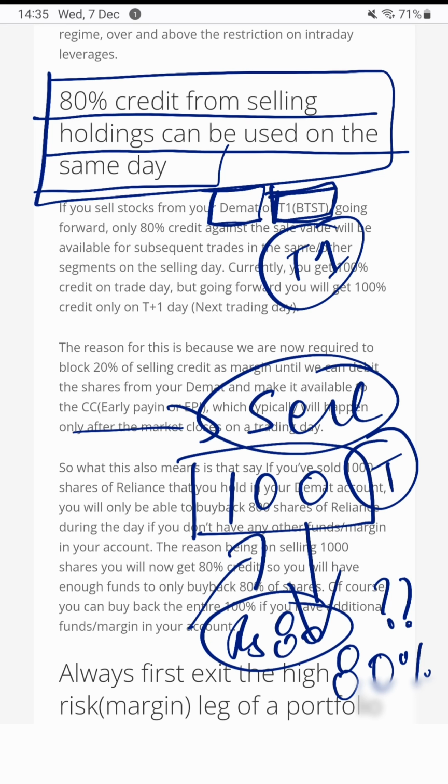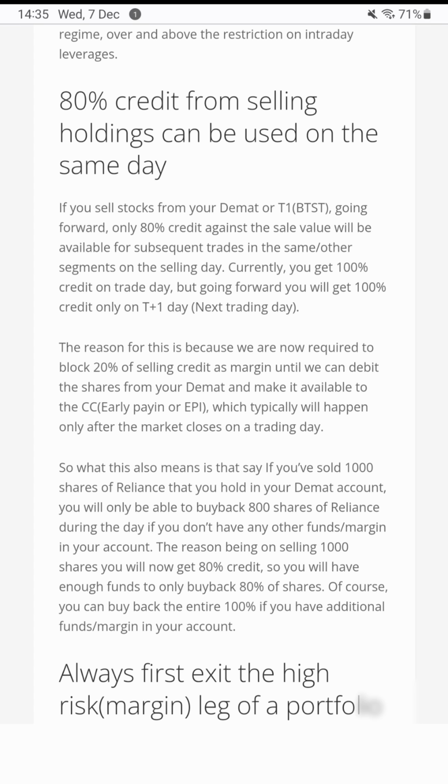So you do not get the full amount of sell value immediately for margin on the same day. This is to manage risks. Various such rules are put in place by the market regulator.